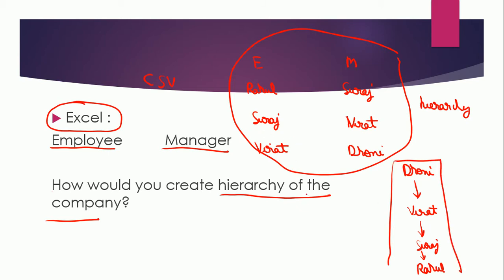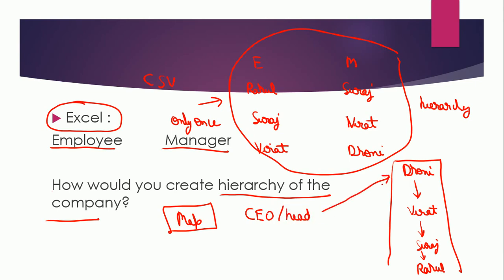I provided him the solution, and let me tell you what was the expectation for this solution. The expectation was that you need to traverse it only once and create one map. Along with that, the important point is, while you are traversing, you need to identify the CEO or the head of the company, which in this case is Dhoni. So in the first traversal, you identify the head of the company, and once you have identified the head, you can find their subordinates.